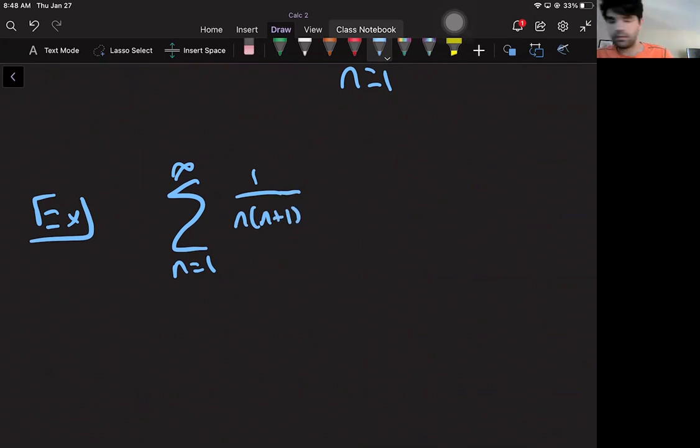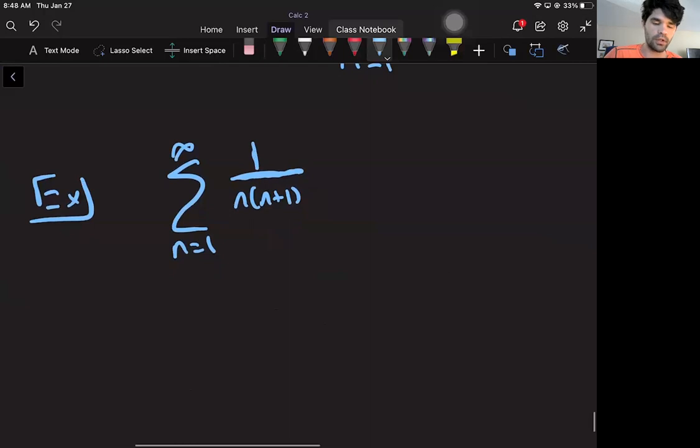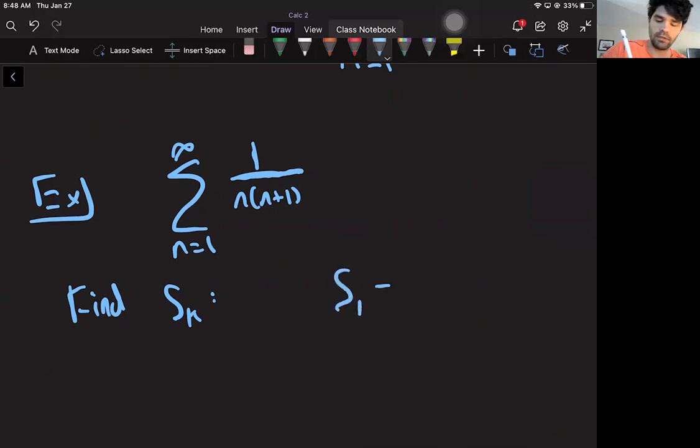Okay, so this one, there's not really any trick to it. We're just gonna go for it. So let's find SK and see what happens. In this case, we can actually get a nice formula for SK. So let's see if we can see the pattern.